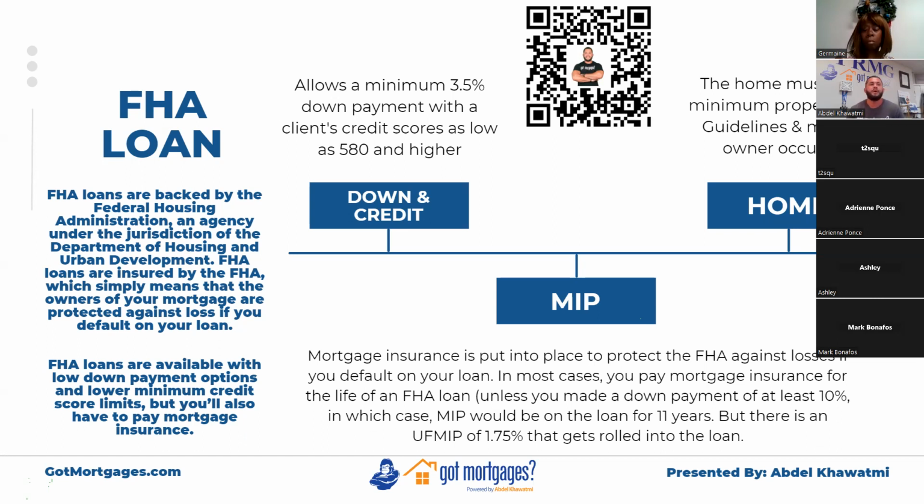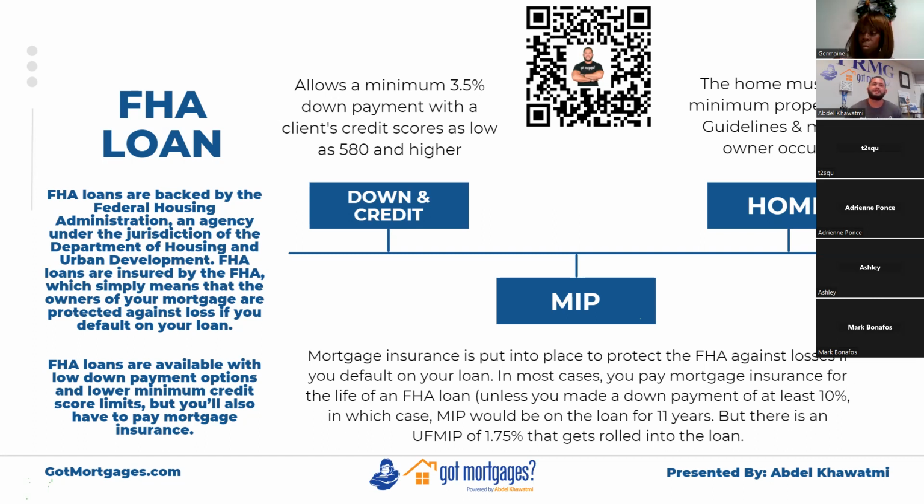Now, FHA loans are available predominantly for consumers with low down payment options and lower to medium credit score limits. So you can put as low as 3.5% down, and again, have a credit score as low as 580 and be able to qualify.